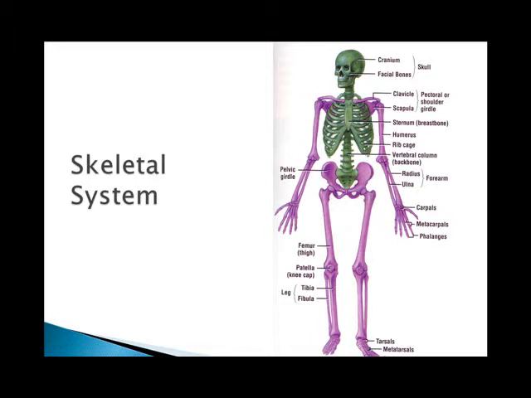The appendicular skeleton consists of the pectoral girdle, which is made up of the clavicle and scapula, with the attached upper limbs, and the pelvic girdle, which is the hip bones, essentially. It's a fusion of three bones, and the lower limbs. The axial skeleton includes the skull, vertebral column, which is individual bones separated by cartilaginous intervertebral discs, the ribs, and the sternum.